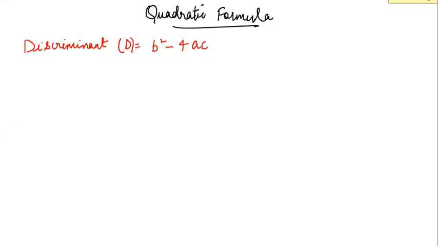So this is the method to solve a quadratic equation, which is the formula method. In the formula method, we will first find the discriminant, which is D = b² − 4ac. And since we know that a quadratic equation has two roots, the roots being (−b ± √D) / 2a. So now let me explain it with an example.